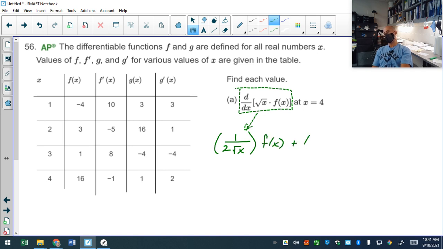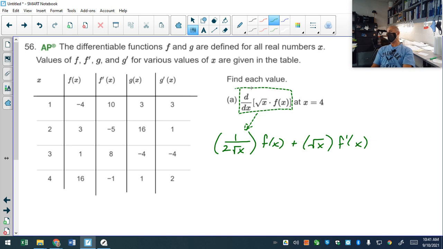Plus, I'm going to leave the first one alone. And now the hard question, what is the derivative of f of x? It's f prime of x. We don't know what f is, so the best we can do is just a symbolic, the derivative of f is f prime.